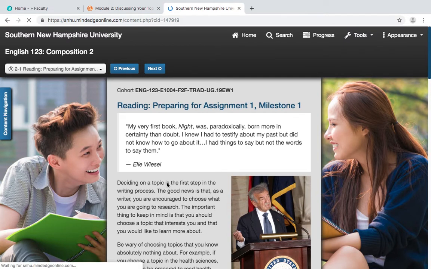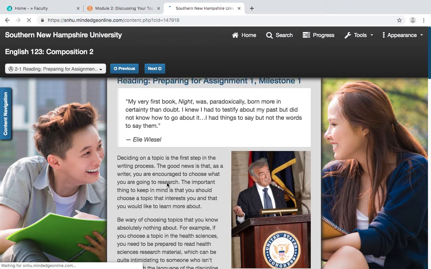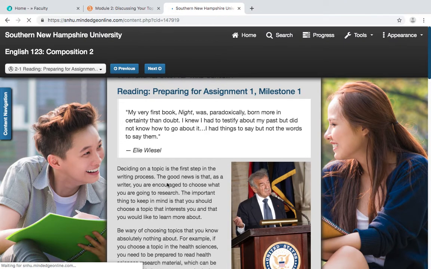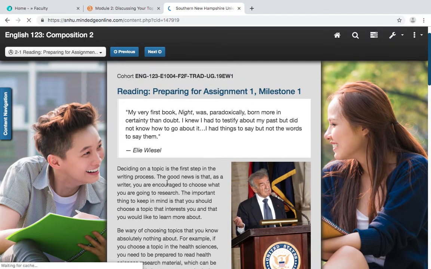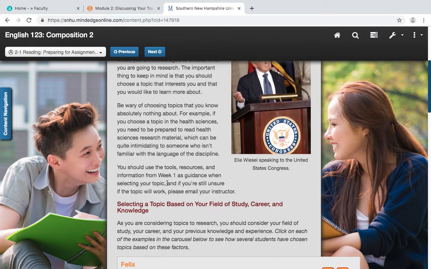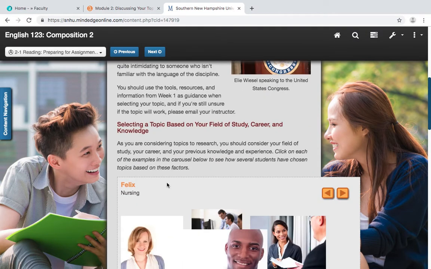Reading, preparing for assignment 1, milestone 1. So there's a reading here that's going to set the stage for assignment 1, milestone 1. It talks about deciding on a topic, refining the topic, what topics to be worried about. It is a very helpful reading. I highly recommend that you read every module, but certainly that section. And then selecting a topic based on your field of study, career, and knowledge.